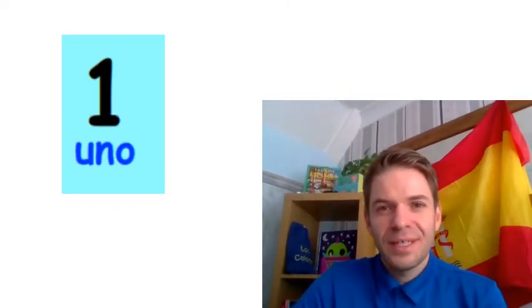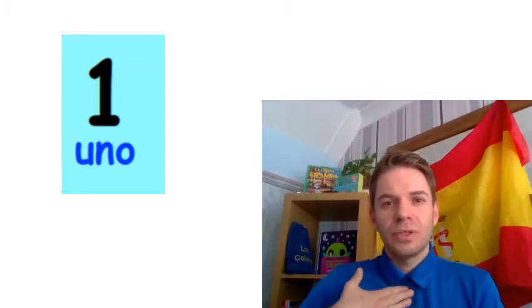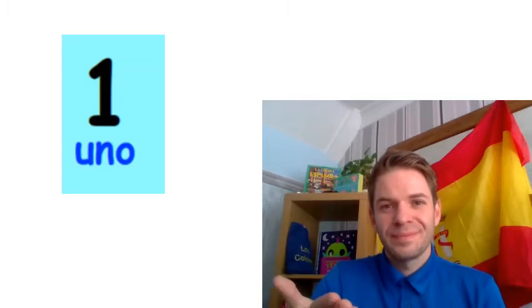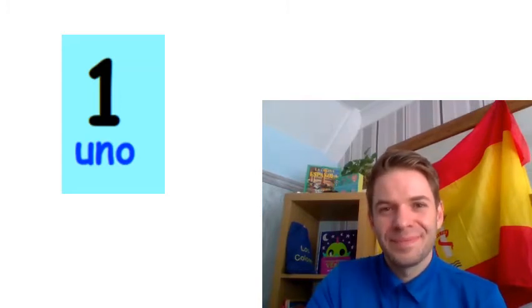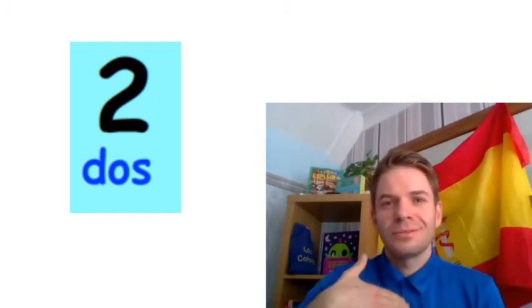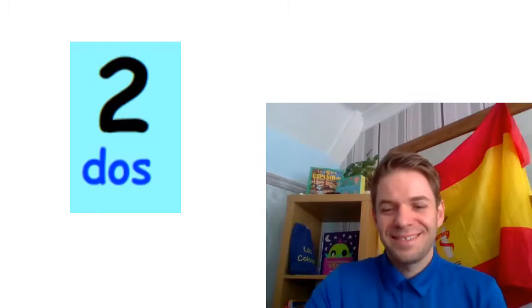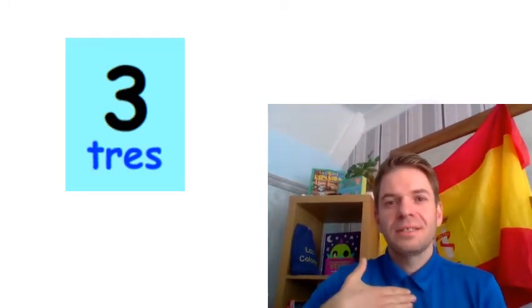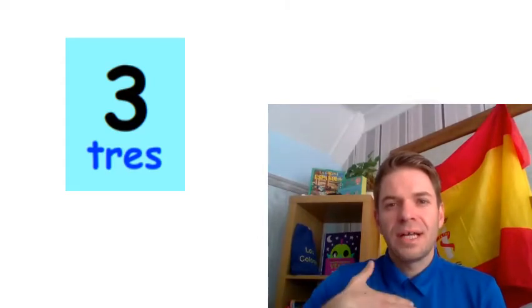Okay, the number 1 in Spanish is pronounced uno. Uno, uno. Fantástico. Number 2, dos. Dos, dos. Muy bien. Number 3 in Spanish is tres. Tres, tres.